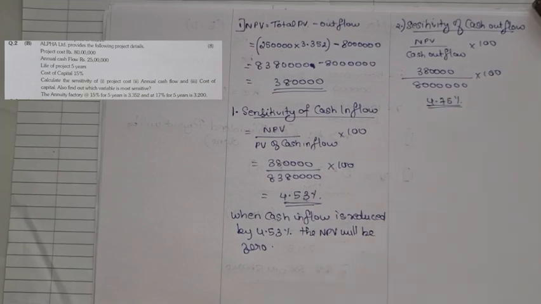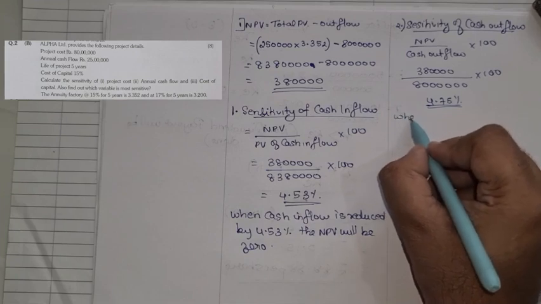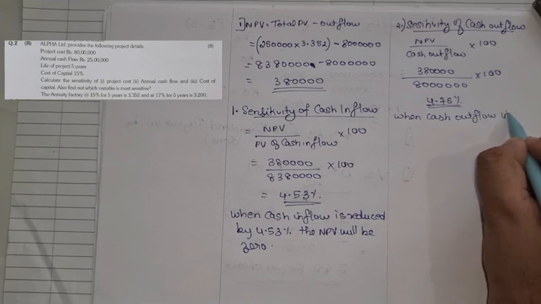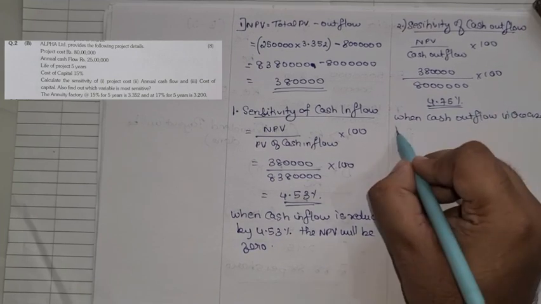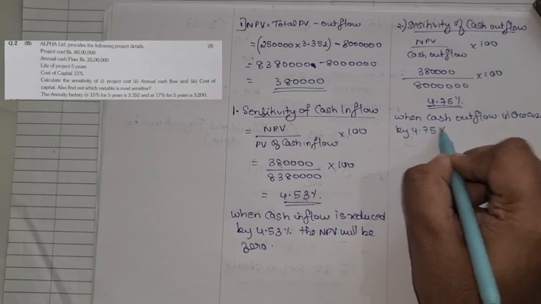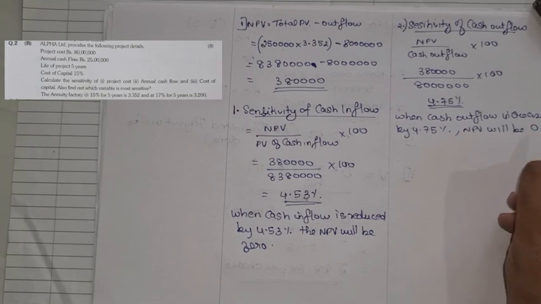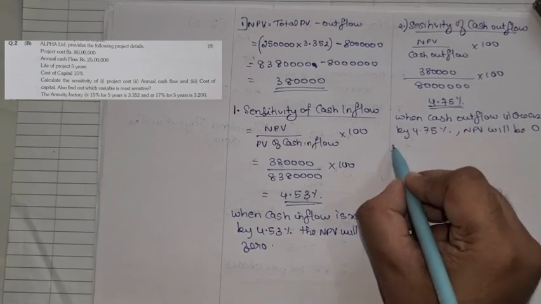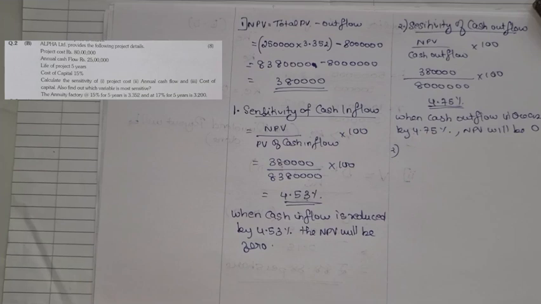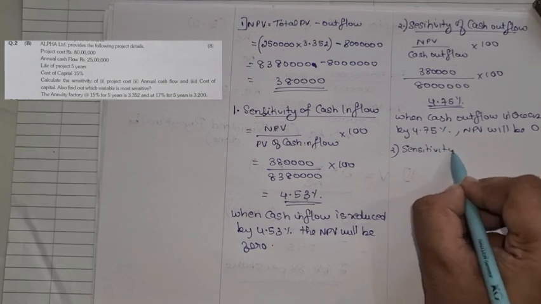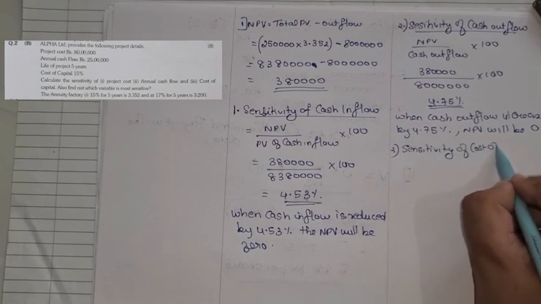Now for outflow it's the opposite. When cash outflow increases by 4.75%, NPV will be 0. And now the last part, we need to find the sensitivity of cost of capital.